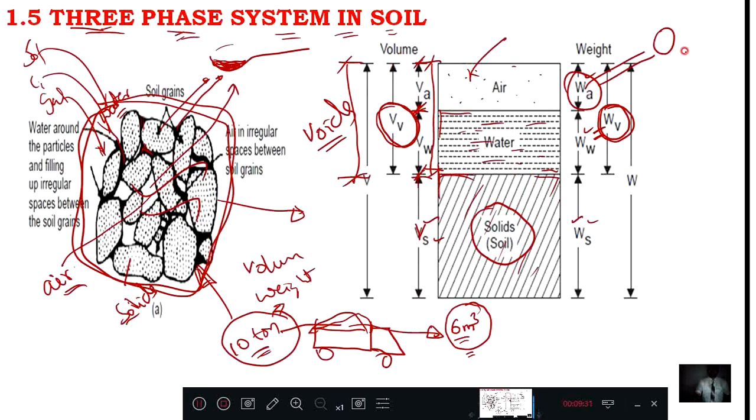Then what about the previous one? Here all three are there. Here the solids are there, water is there and air is there. We will call it the bulk state of soil, or bulk soil, or sometimes we can even call it partially saturated soil.